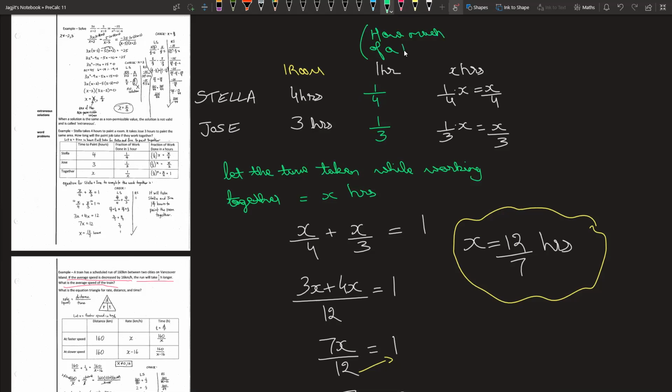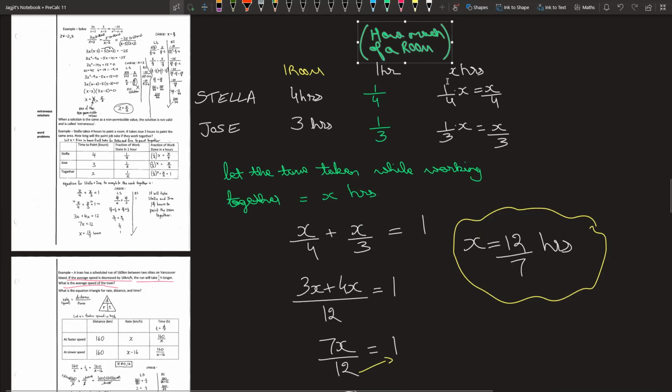How much of a room do they paint in 1 hour? And then for the other one, you say, how much of a room do they paint in X hours? Right here. Okay. In 1 hour, Stella will paint 1/4 of the room. Jose will paint 1/3 of the room.